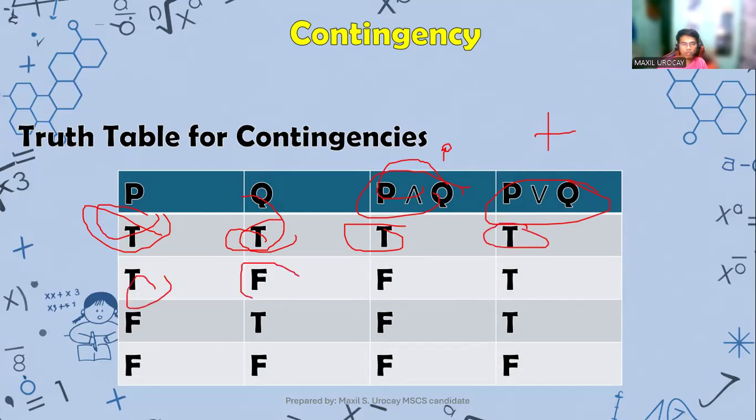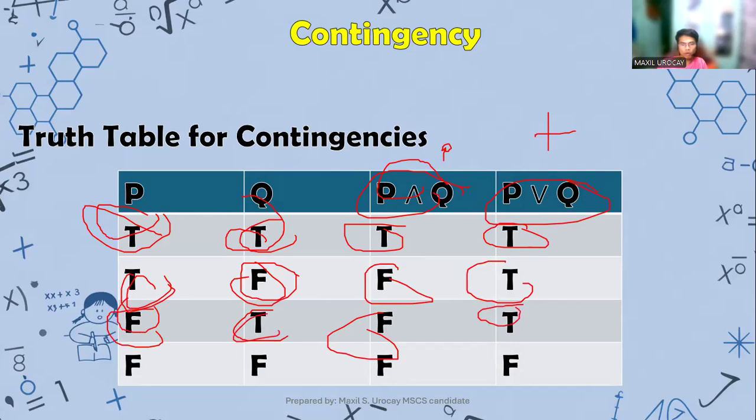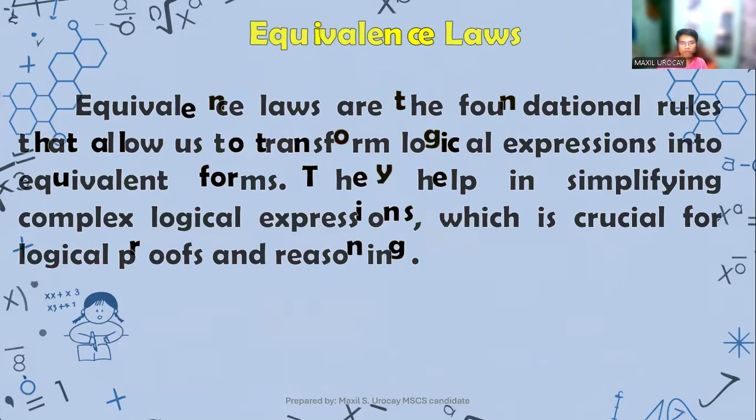True times false will become false. True plus false will become true. False times true will become false. False plus true will become true. False plus false will become false, and false times false will become false. That's how it works. Now, the equivalence laws.